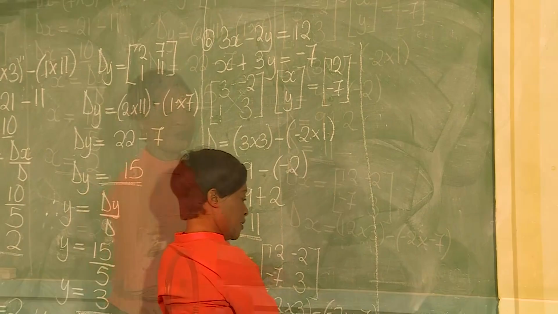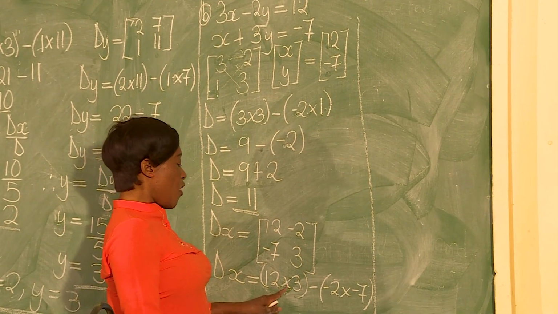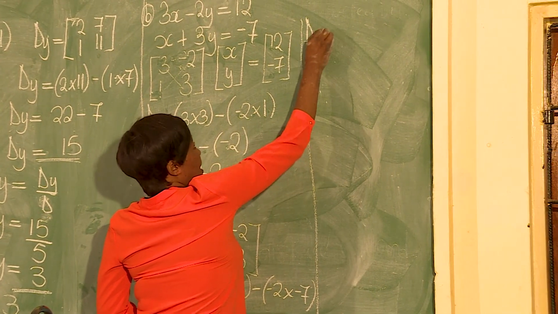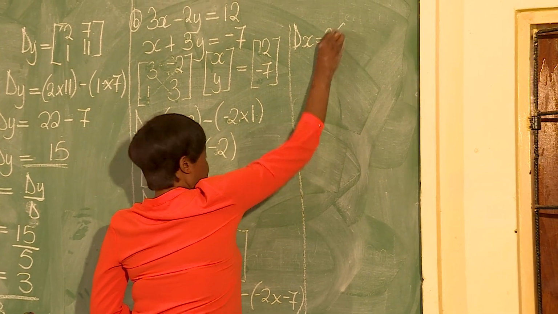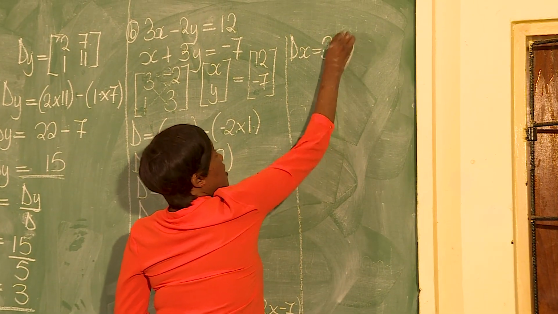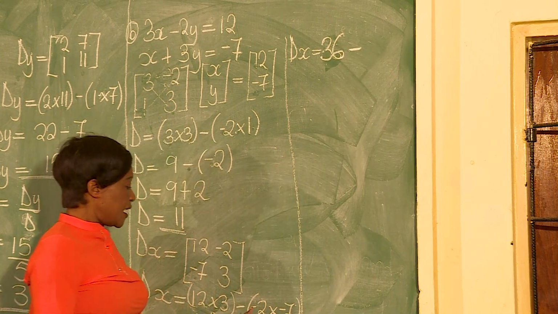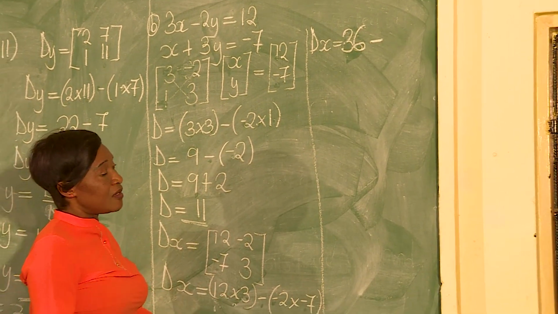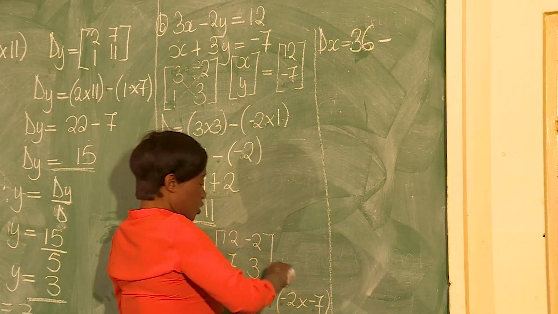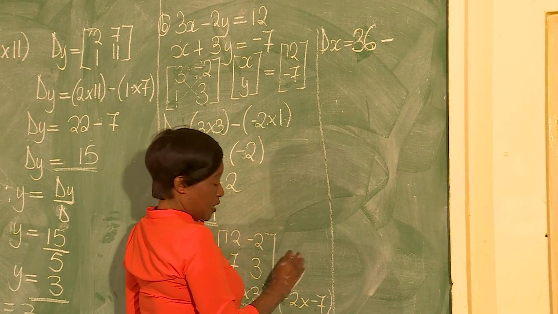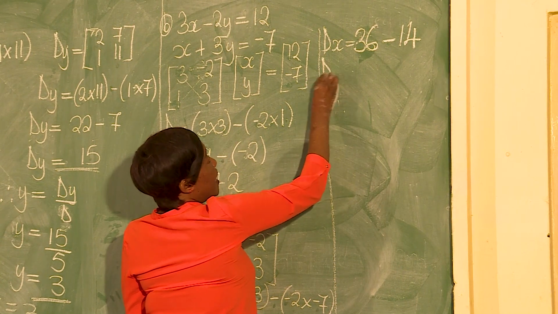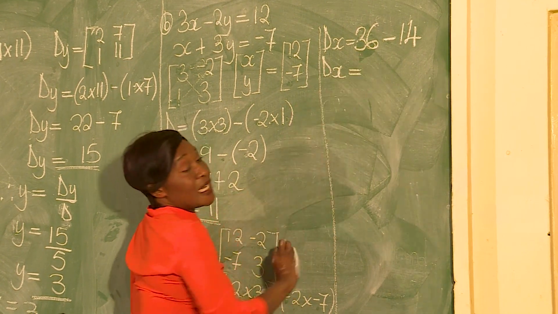Are we all there? Okay. So we use that part. What is 12 multiplied by 3? 36. So we're still finding the dx, which is equal to 36. Then we have a minus there. Minus negative 2 multiplied by negative 7. 14. So this will be positive 14. So that positive multiplied by the negative there. Negative. So it will be negative what? 14. So our dx will be equal to 36 minus 14.